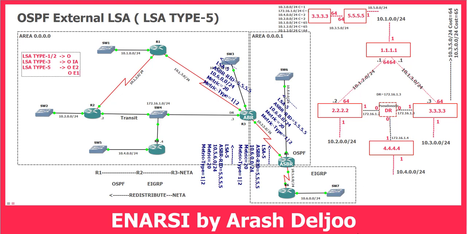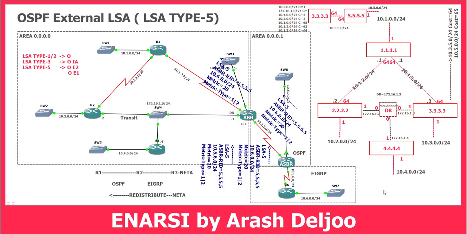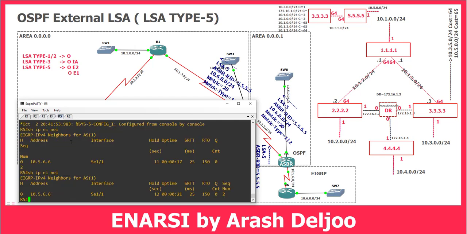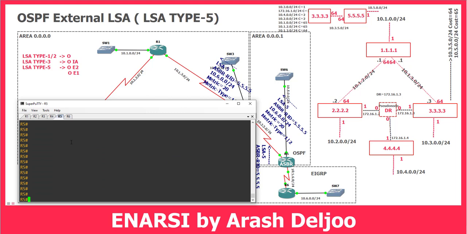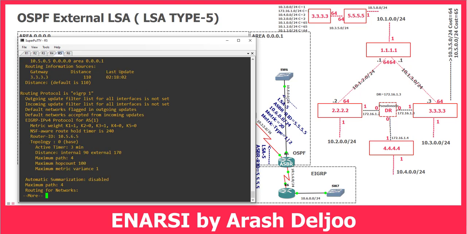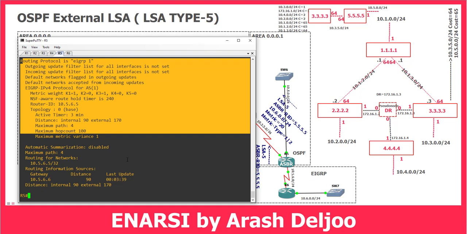Let me configure the redistribution on R5. Again, let me emphasize that the command of redistribution is not important for us now. We should only know about the LSA type 5 in this video. Let me go to the CLI of router 5. This is router 5, the router connecting to both routing domains, EIGRP and OSPF. Show IP protocol shows us that here in router 5 we have two routing protocols, OSPF and also EIGRP. Now we are trying to inject the EIGRP routes into the OSPF.